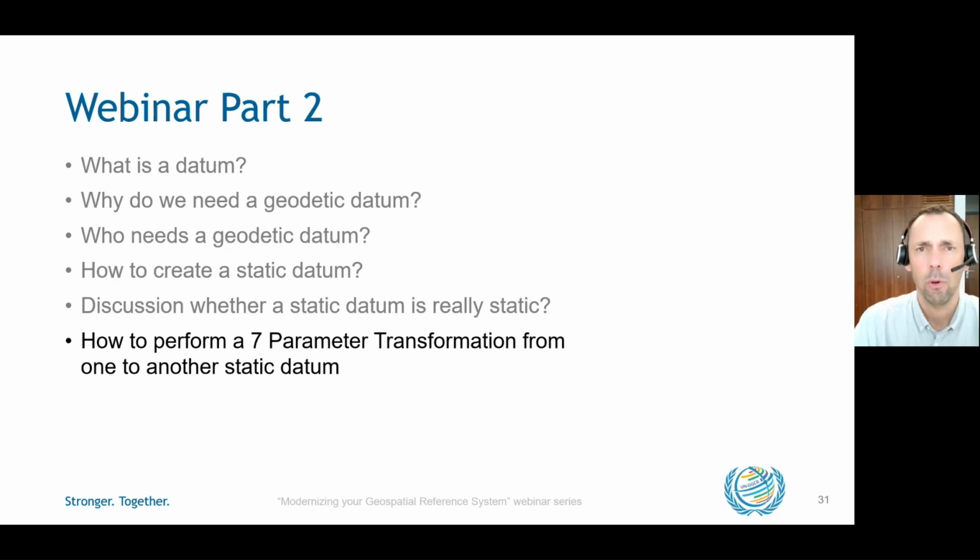Introducing a new datum, we have to ensure a continuous alignment with the previous datum. In brief, by introducing a new static datum, it is necessary to transfer position between the static datums in different epochs. This can be done using the 7-parameter Helmert transformation between the two datums, which we will focus on now.